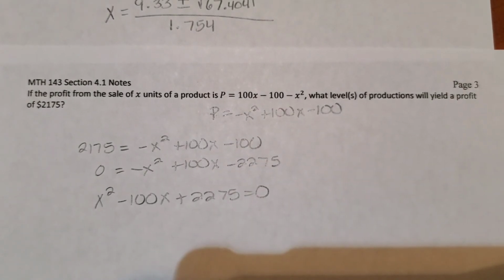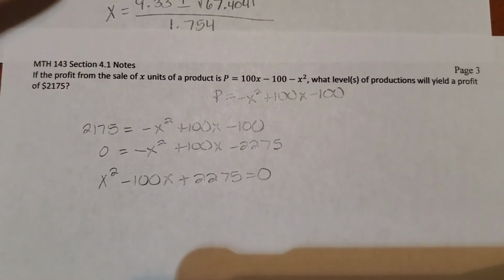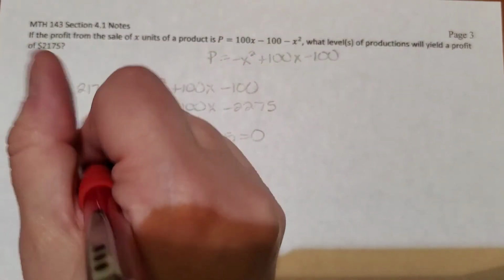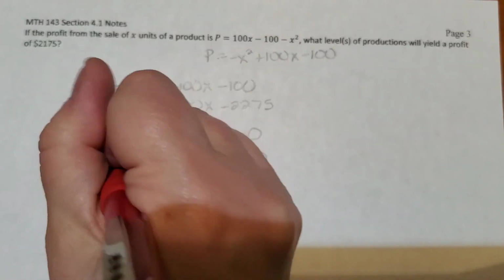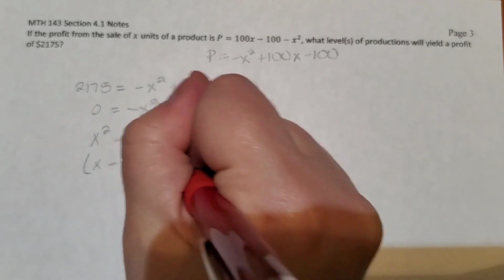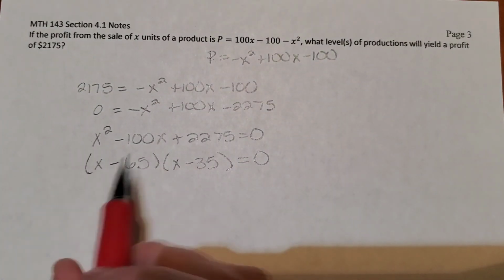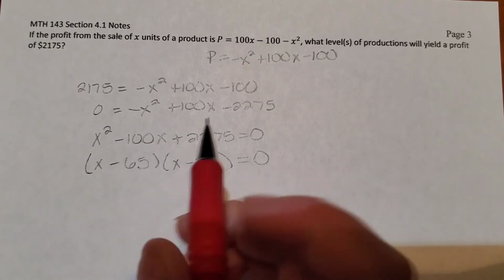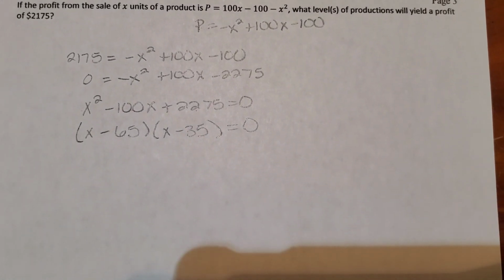Now this one actually does factor. Little difficult to see, so if you didn't see how it factored, you can do the quadratic formula and you'll get the exact same answers. But if you recognize that it factors, then it's going to factor as x minus 65 and x minus 35. Again, we can check that. X times x is x squared. A minus 35x and a minus 65x do give us 100x. And then negative 65 times negative 35 will give us positive 22.75.